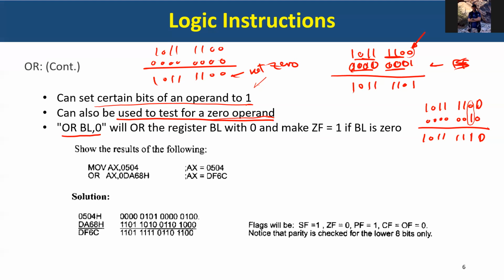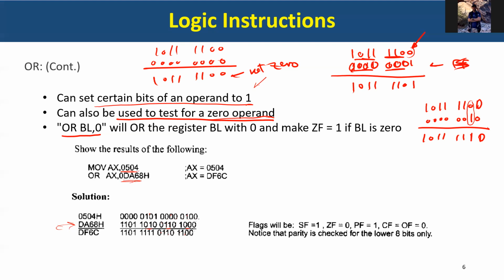Let's take a bigger example. Here we're going to move the value 0504 to AX. Then we're going to OR that value with this value, which is 0504, and this is DA68. This is D, this is A, this is 6, and this is 8. Again, it's a bitwise operation, so bit by bit: 0 OR 0 is 0, 0 OR 0 is 0, 1 OR 0 is 1, 0 OR 1 is 1, 0 OR 0 is 0, 0 OR 1 is 1, 0 OR 1 is 1, 0 OR 0 is 0, and so on. Now let's check the values for the flags.